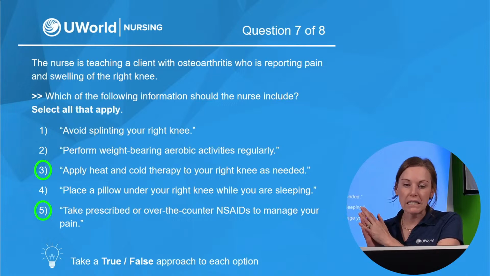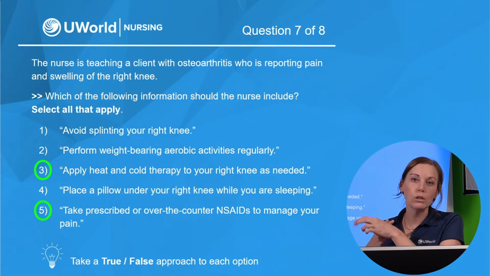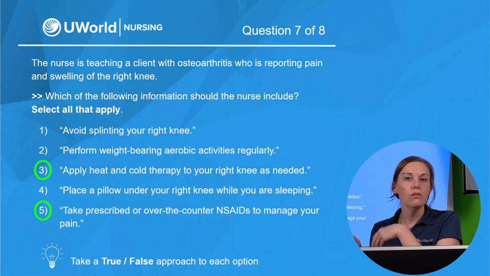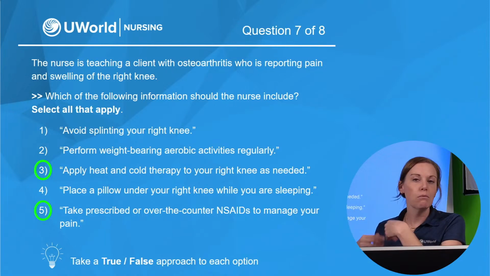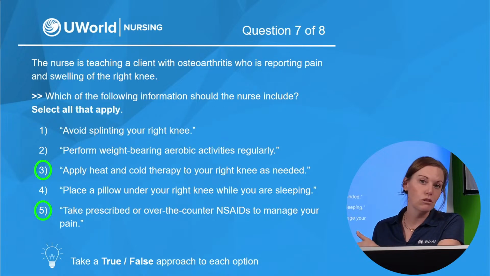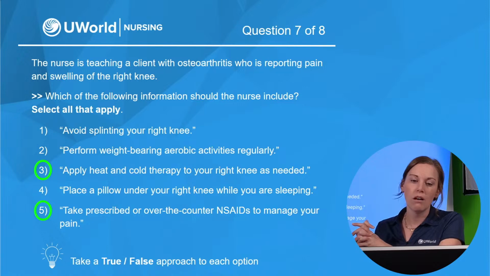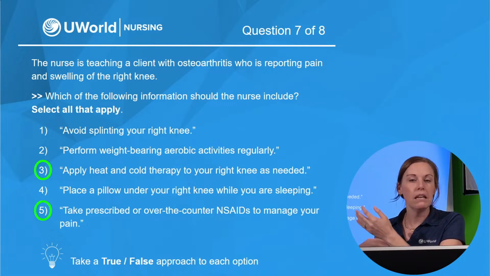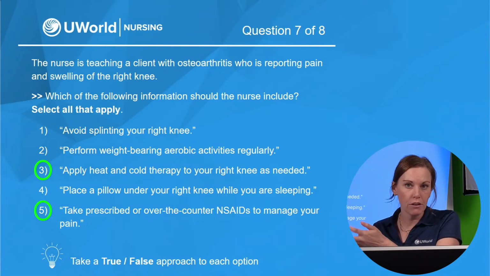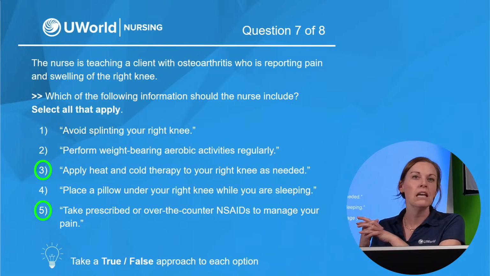So RICE, which stands for rest, ice, cold or heat, and elevation, those are going to be some of our basic interventions that we use for these clients. And then we're also going to give them NSAIDs to help reduce inflammation. So what we're seeing in this question, option 3 and 5, that's all appropriate. And then what we see, option 1, splinting, can actually be helpful for these clients. So stabilizing that joint, because again, we can have some weakness in our joint.